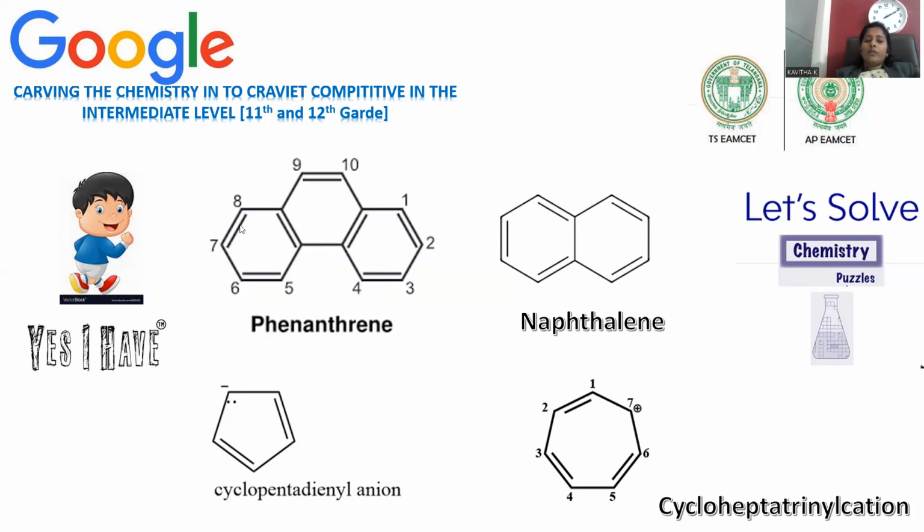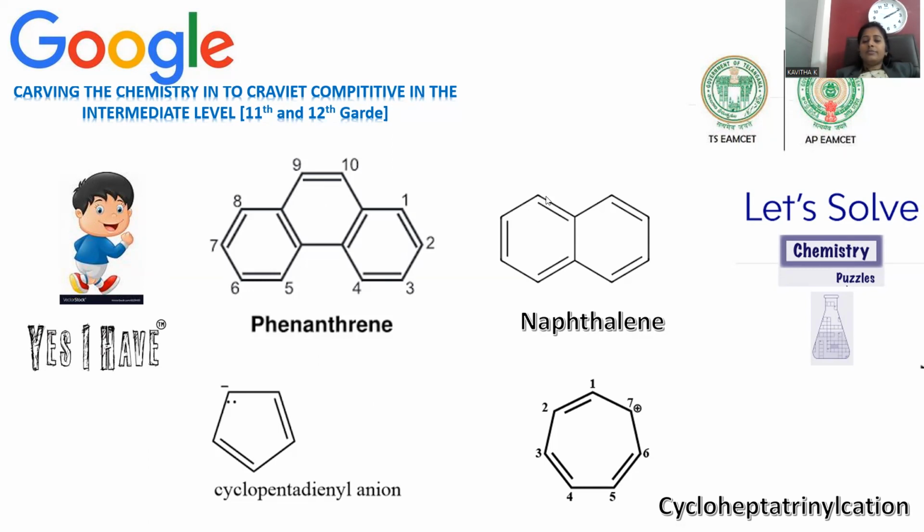And count the number of bonds first. 1, 2, 3. So we are going to count pi bonds present in that. Whatever double bonds you can observe, those double bonds we are counting. 1, 2, 3, 4, 5, 6, 7. 7 pi bonds are there. Obviously, 7 multiplied by 2, 14 pi electrons are available. 14 pi electrons in phenanthrene.